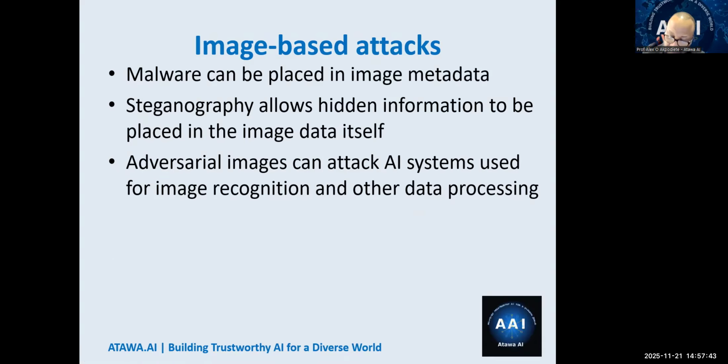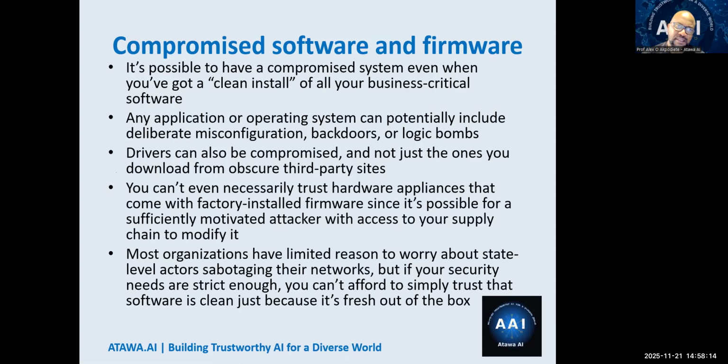All right, so I can also embed malware in images, pictures. Malware can be placed in image metadata, which is data about data. I'm sure we covered this, or if we didn't, check my forensics video on steganography, which is how you hide information in an image itself. Adversarial images can attack even the AI systems used for image recognition and other data processing. This is a really good one out there: attacking AI systems.